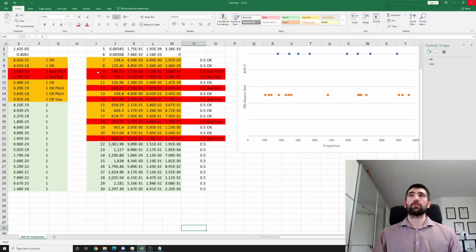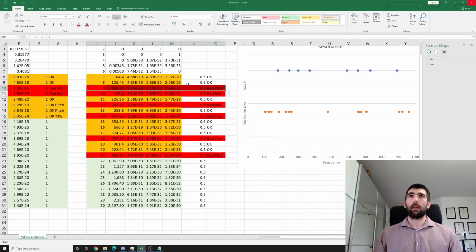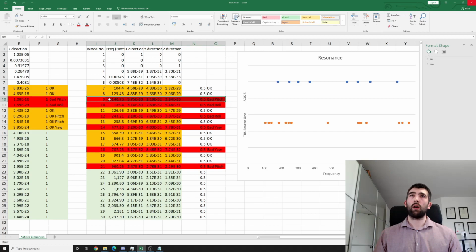I've labeled the resonant modes that are concerning. So we've got a bad mode for pitch, a bad mode for roll, and yaw, and they're all labeled here with red lines. So you can see we have quite a few dangerous modes. And even the modes that are okay, we have to consider carefully the frequency of them.